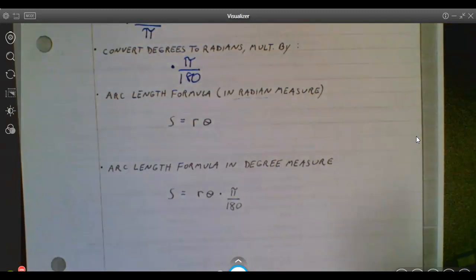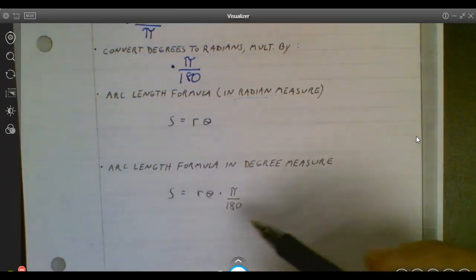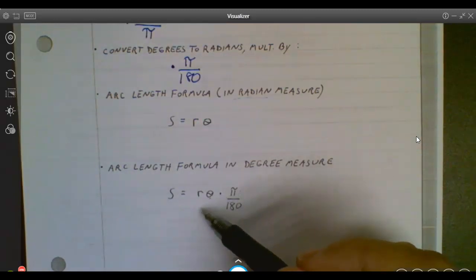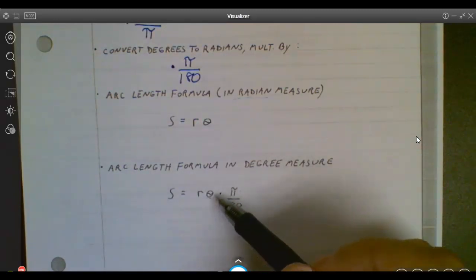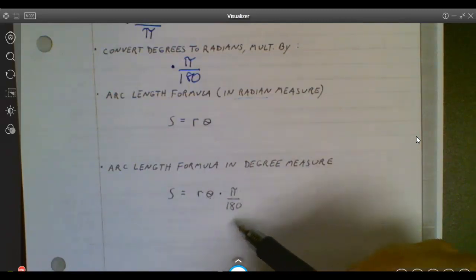So that's a formula we'll be working with. If they give you an angle in degrees rather than radians, we will need to convert it to radians in order to get our answer, because again, they always do these in radian measure. So moving on.